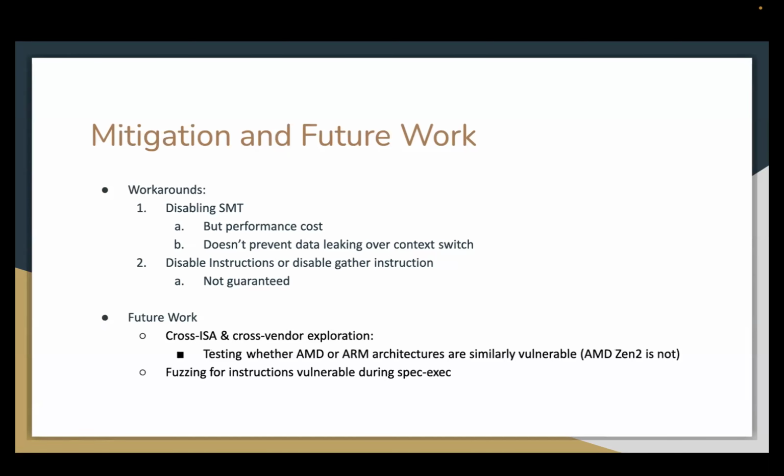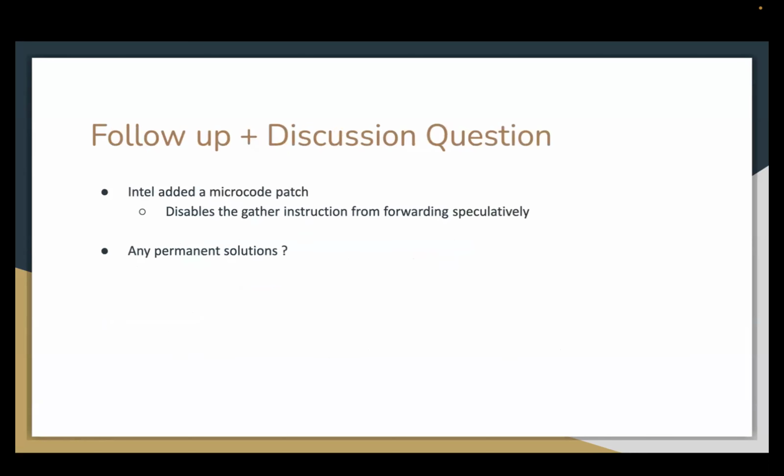And so the follow-up for Intel is they added a microcode patch and disabled the gather instructions from forwarding speculatively after hearing about these attacks. But the question is, do you think there are any permanent solutions or any future solutions we can do for this? Because simply adding a microcode patch can prevent the gather instructions from doing this, but not the other instructions.